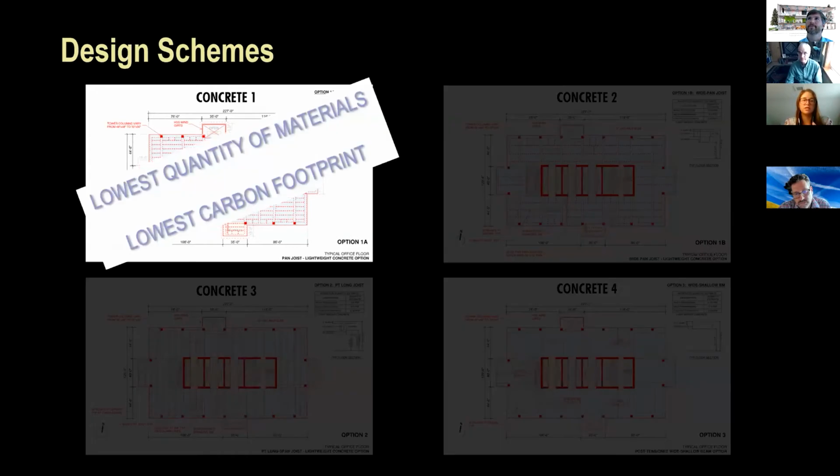And so for this one, we chose concrete number 1 because it had the least amount of material. And then recently we retroactively looked at that and found that, oh, what do you know? Of course, if you have less material, you're also going to have less carbon footprint.